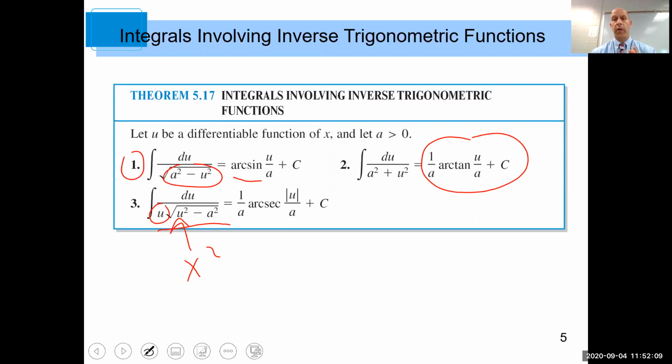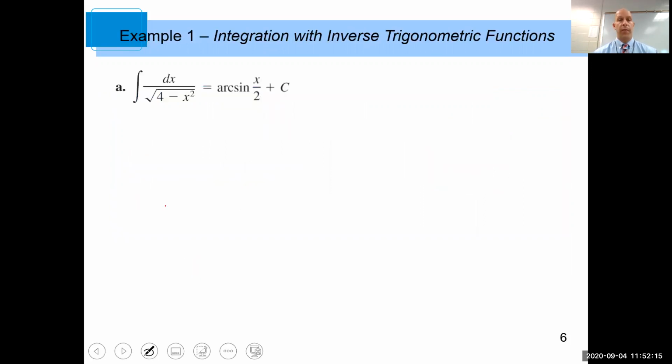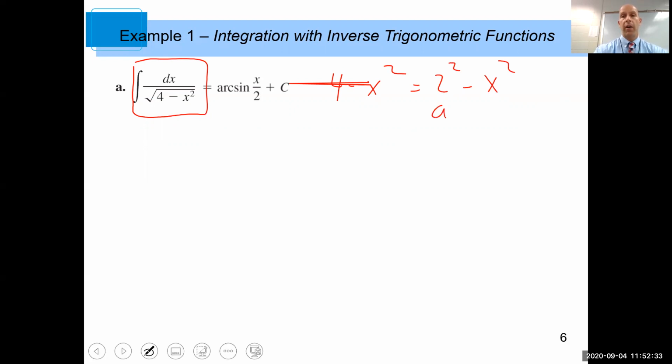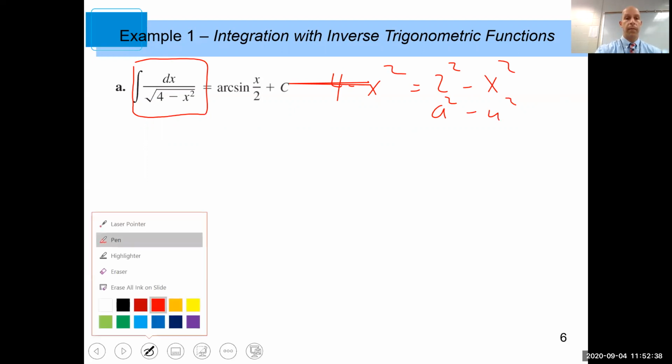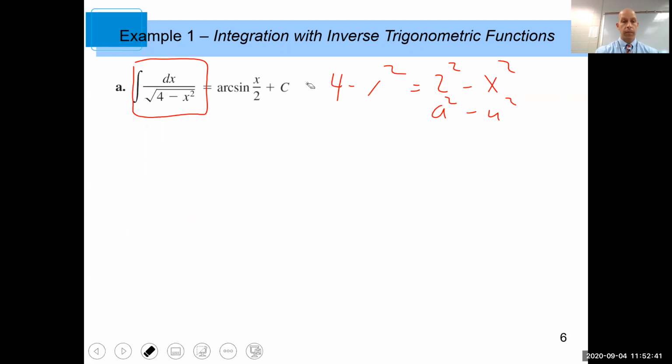Remember, all these formulas are in terms of u because we use u substitution quite a bit. So for example, if I asked you what is the integral of dx over the square root of 4 minus x squared, well, you should automatically think of that 4 minus x squared as 2 squared minus x squared. This is the a value squared. This is the u value squared. So this is going to be the arcsine, and then we have to do u divided by a. So that's arcsine of x over 2 plus c.